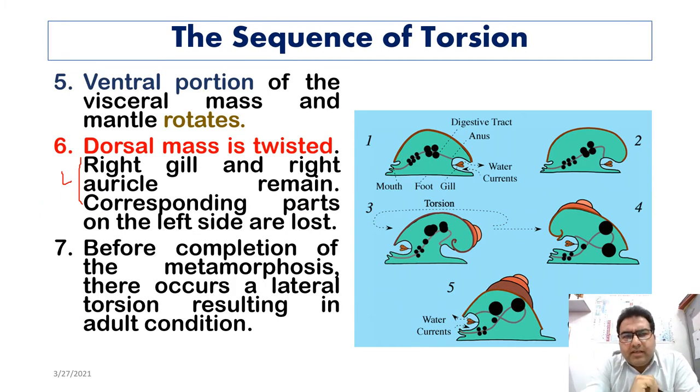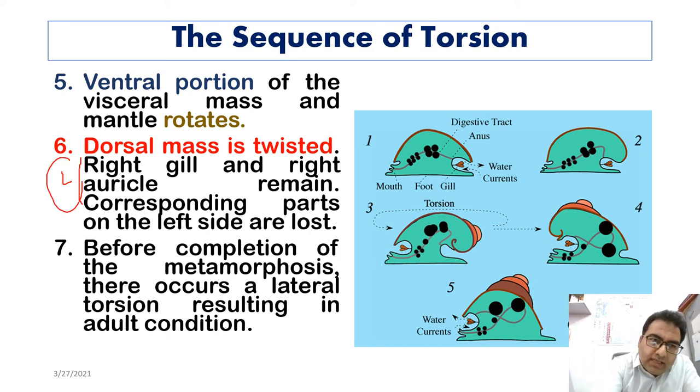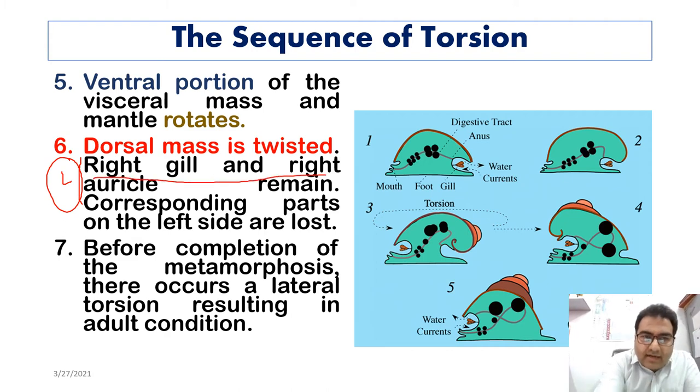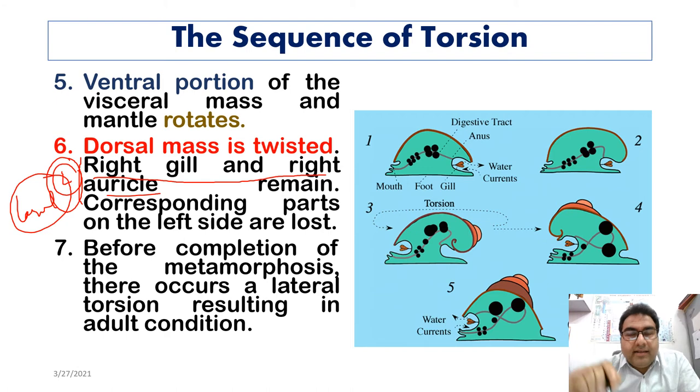So the ventral portion of the visceral mass and the mantle rotates. Secondly, this point is very confusing. Please keep in mind that the dorsal mass is twisted, and the right gill and the right auricle remain, but those which were present on the left side. So the organs of the right side present in the larval stage remain. What does it mean? It means that those organs which are now on the right side in the adult degenerate, but the right gill and the right auricle which were in the larval stage remain. But in the case of the adult, those which were on the left side, now come onto the right side and they degenerate.